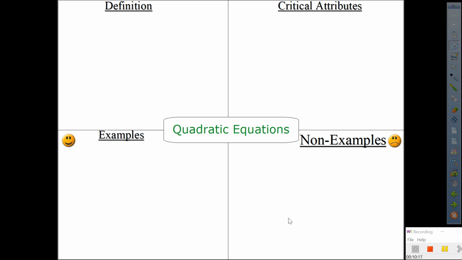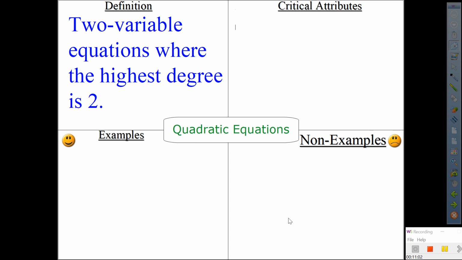Examples, copy these. x squared plus 3x plus 2 equals y. x squared minus 9 equals y. And y equals 3x squared minus 11x plus 6. All of those are examples of quadratic equations. So let's see, according to the definition, they are two variable equations. Do I have an equation? Yes. Two variables. Yes, yes, and yes. Highest degree of 2. Let's find out. This degree is 2. This one 1. This one 0. This one 1. But the highest degree is 2. Same thing with this one. Same thing with this one.